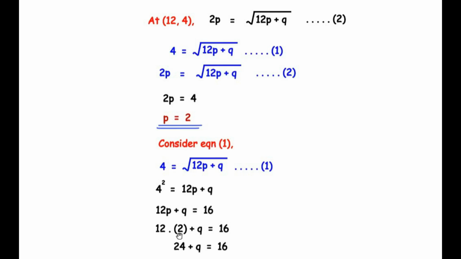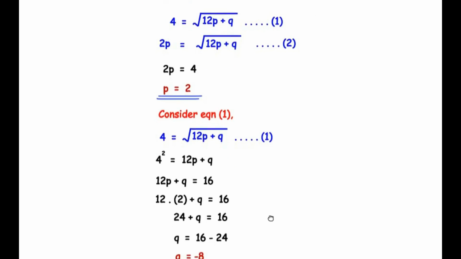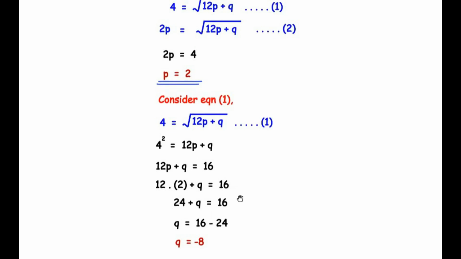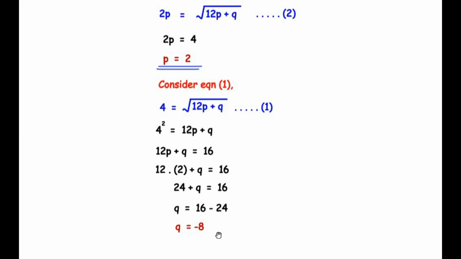Now in the next step we have plugged in the value of p. That is 12 times 2 + q is equal to 16. Now 12 times 2 gives us 24, so 24 + q is equal to 16. Now taking 24 to the other side of the equal to sign, we get q is equal to 16 minus 24, giving us finally the value of q as negative 8. So here we have the value of p as 2 and the value of q as negative 8.